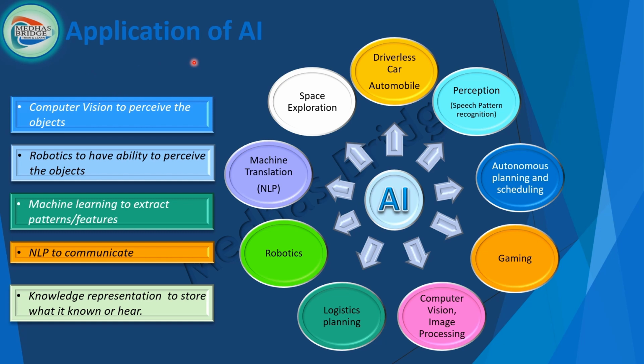Applications of AI. We have captured a few applications using AI, like driverless cars, perception, autonomous planning and scheduling, gaming, computer vision, image processing, logistic planning, robotics, machine translation, NLP, and space exploration. Computer vision is used to perceive objects, robotics to have the ability to perceive objects, machine learning to extract patterns like features, NLP to communicate, and knowledge representation to store what is known. We have many more applications using AI.